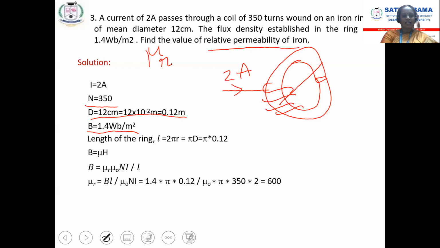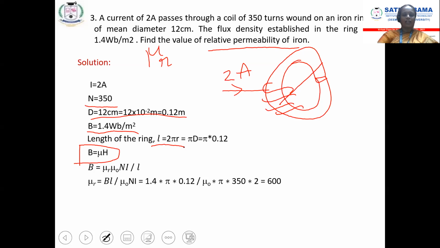We all know the formula to find B is given, but for H we all know the formula NI by L. N is given, I is given, and we are supposed to calculate L. So the suitable formula to calculate mu R is B equals mu H. Kindly take down the value. The diameter is given, so the length of the ring is the circumference, L equals 2 pi r or pi d. I can find the length of the ring.